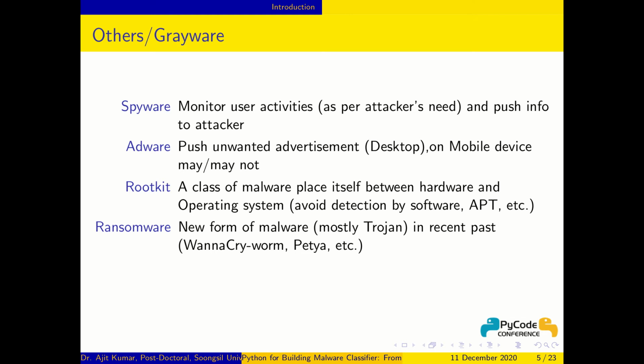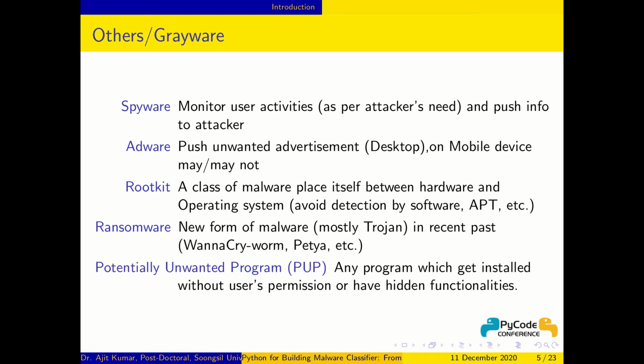Then recently we have seen lots of ransomware. Mostly it comes as a Trojan, or sometimes through a phishing mail. It will encrypt your files and data on your machine, and they will demand ransom for giving you the private key. Another category of malware is the potentially unwanted program, PUP. Any program that is installed on your mobile or system without your permission, or installed unknowingly in the background, is considered a PUP.